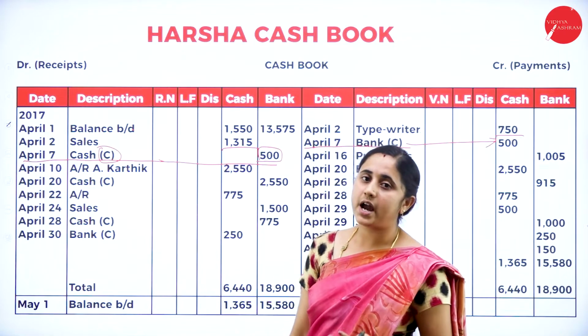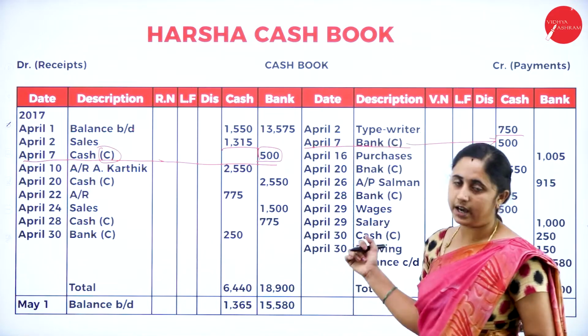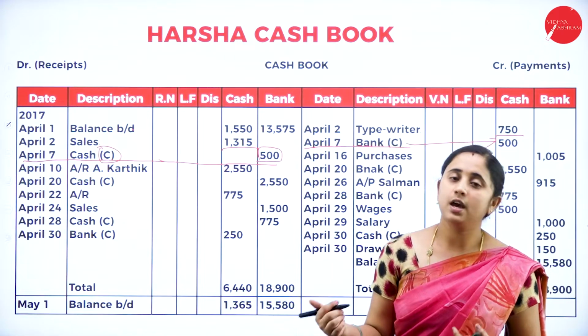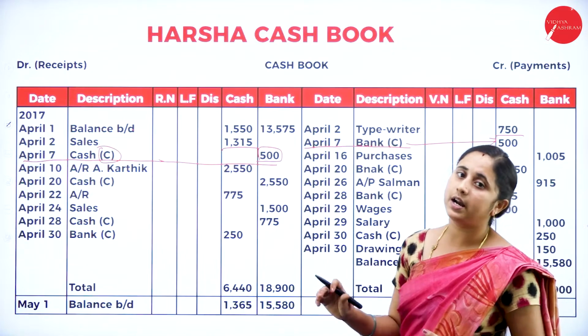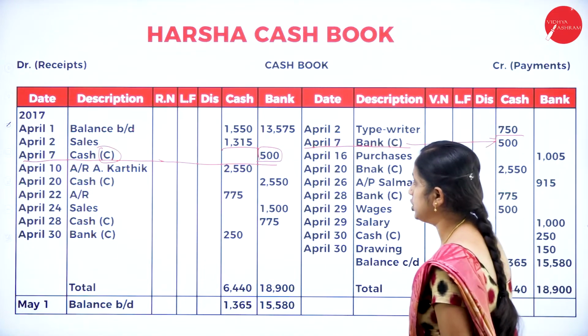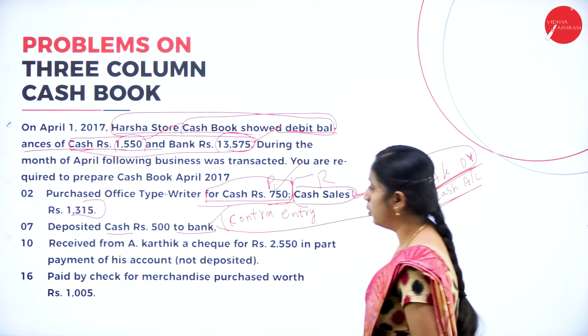For a contra entry, we need to enter twice: once on the debit side and again on the credit side, one for the cash transaction and another for the bank transaction. Mainly, contra entry means bank and cash are involved in a single transaction. So this contra entry is over.